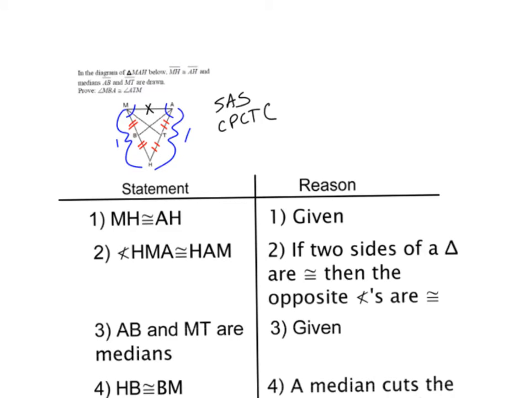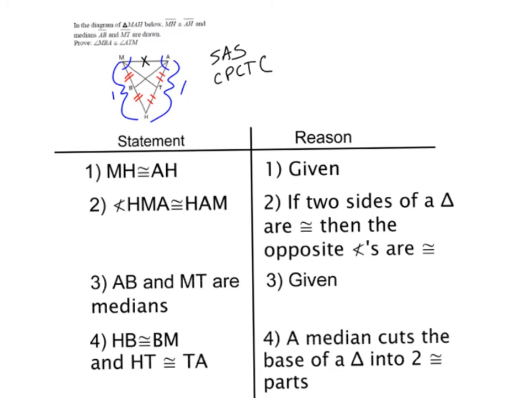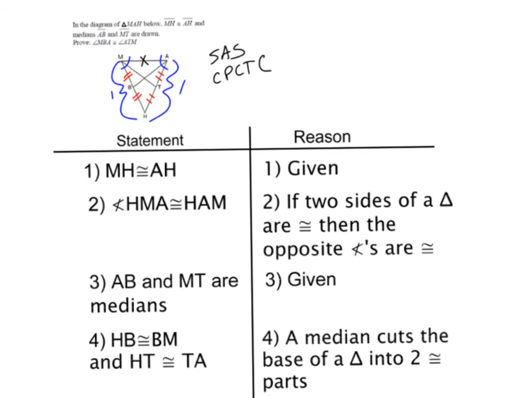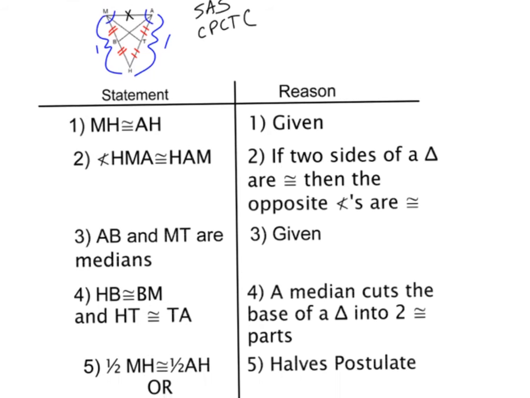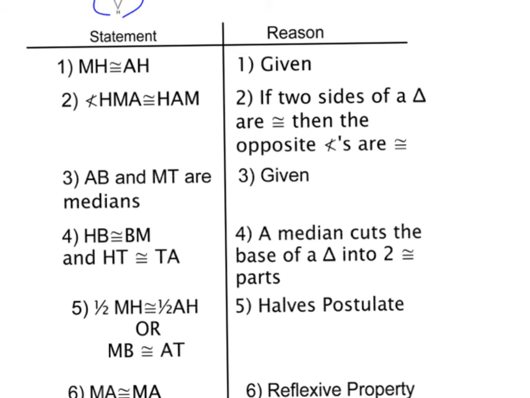Remember, with the fact that they were medians, we're going to use what's called the halves postulate, but first we want to say that HB is congruent to BM and HT is congruent to TA, because a median cuts the base of a triangle into two congruent parts. In order to use the halves postulate, you want to state that the large piece is congruent to the large piece, and then the two smaller pieces are halves of each other. Since we've already done that, now we're going to move to the halves postulate, and this is how it would be written.